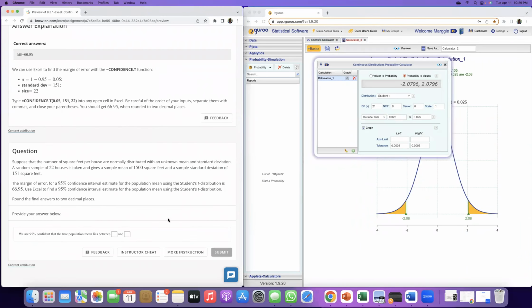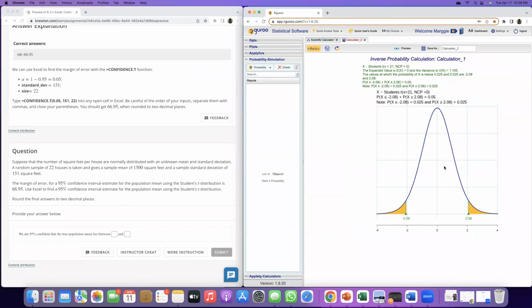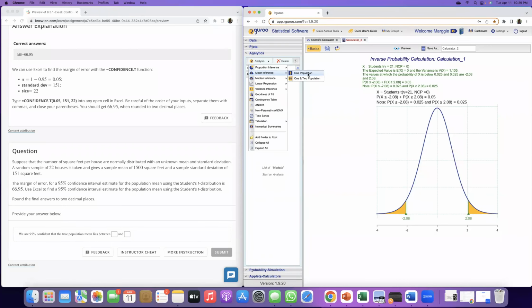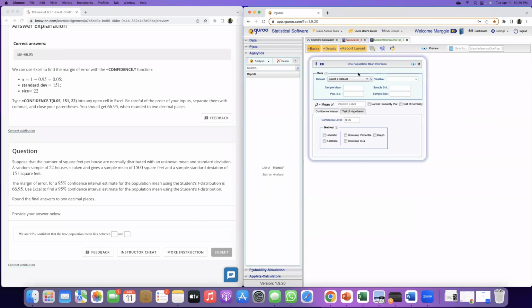All right. So then now I need to calculate the confidence interval for this. So I'll go to analytics. I'll go to analysis, mean inference, one population. Same as we were doing before when the standard deviation was known. So then here I have all of the information that I have.